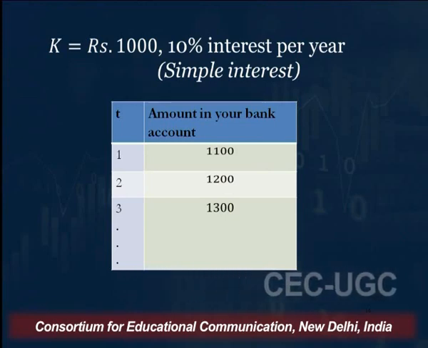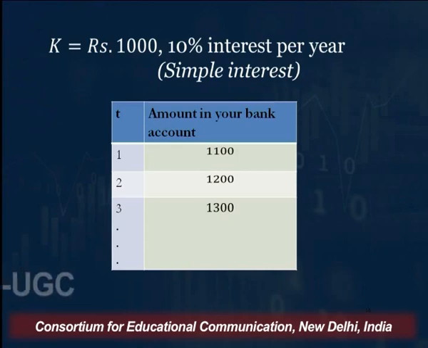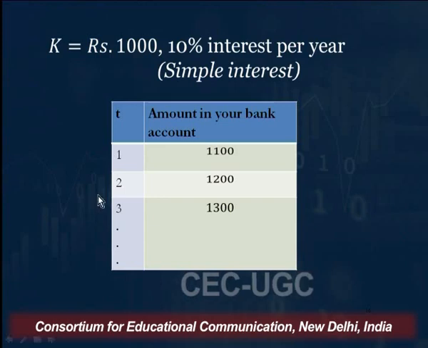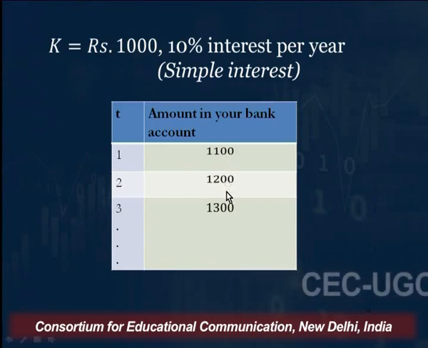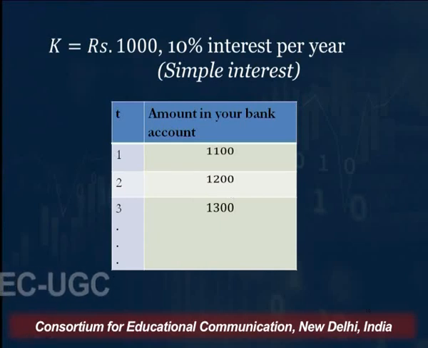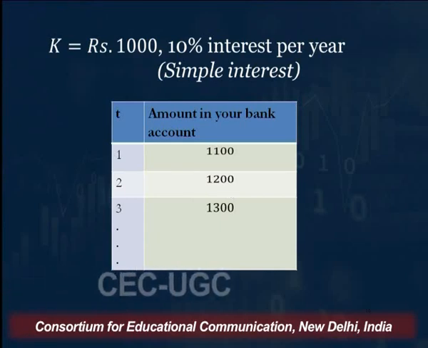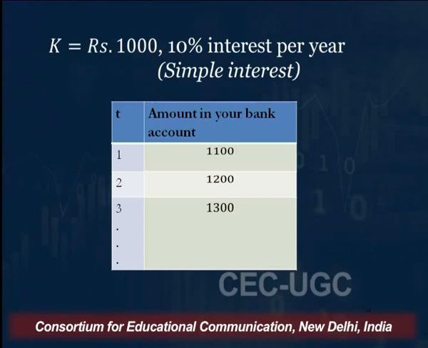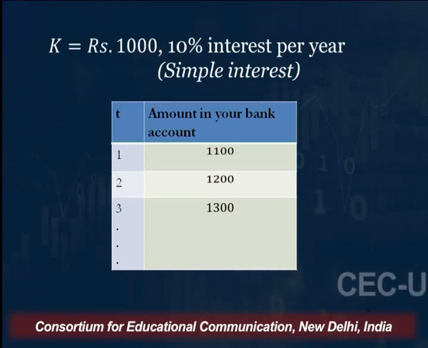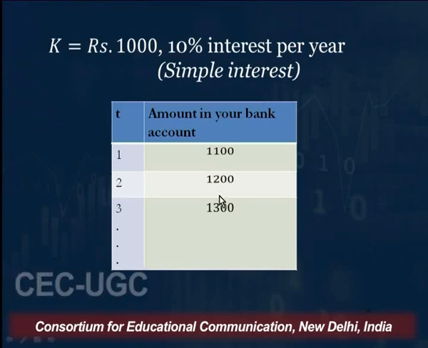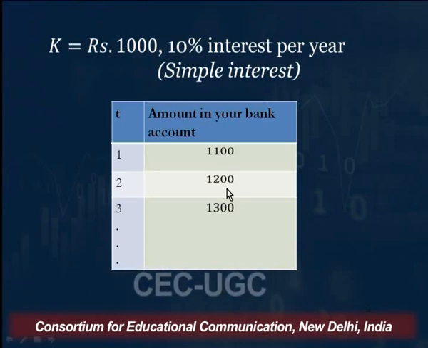So what do you see here? When you have the simple interest principle being used, that means your account grows linearly with time. In every subsequent time period, your money increases by the same amount, which is 100 rupees. And this is the case of linear growth. So your account grows linearly with respect to time, and the amount in any time period is nothing but the principal amount plus the accumulated interest.